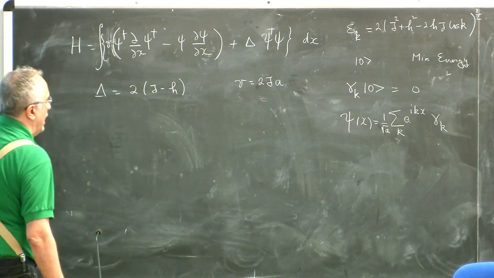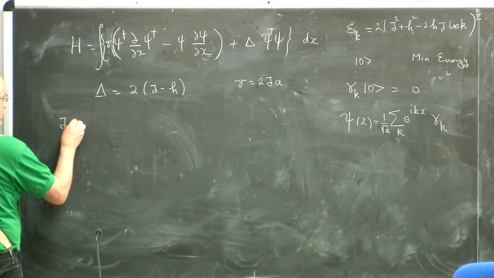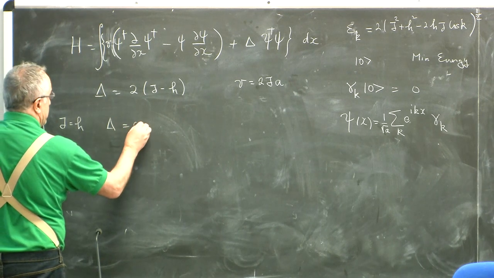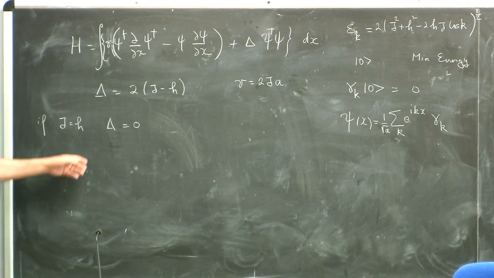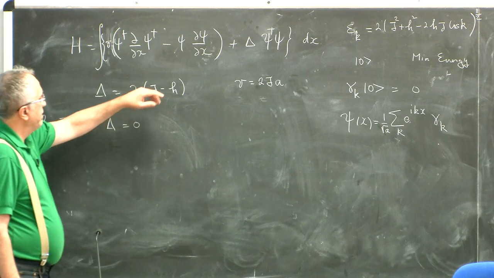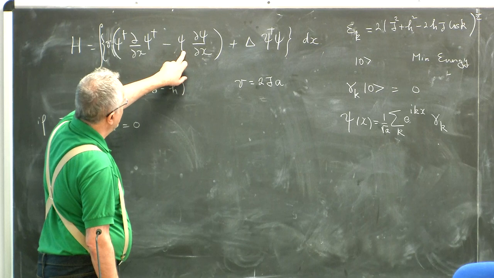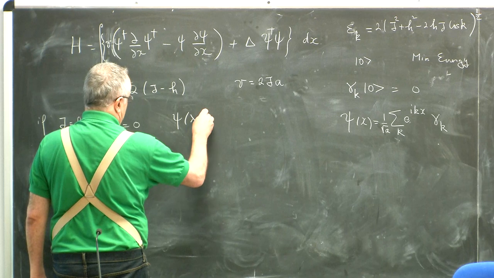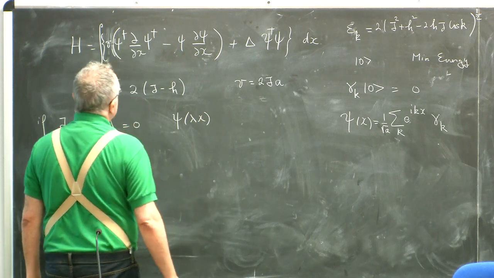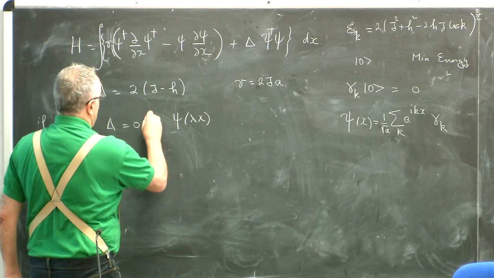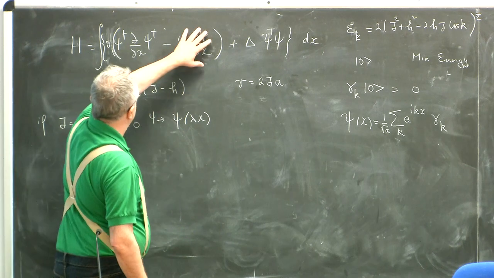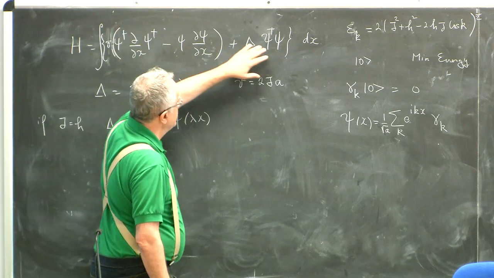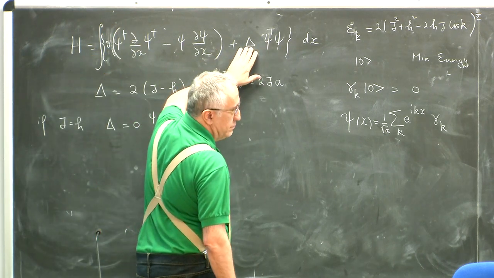Here is an observation. If J equals H, delta will vanish. If delta vanishes, then epsilon will be scale invariant. So under epsilon to lambda x, you see that this part of the Hamiltonian is scale invariant. This part is not, because of the delta.